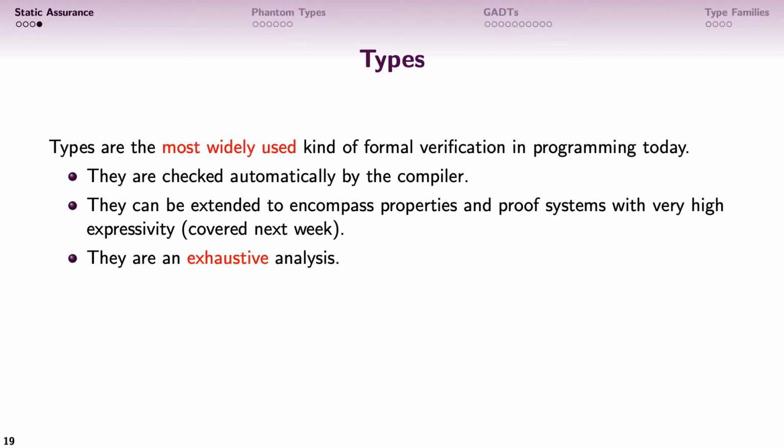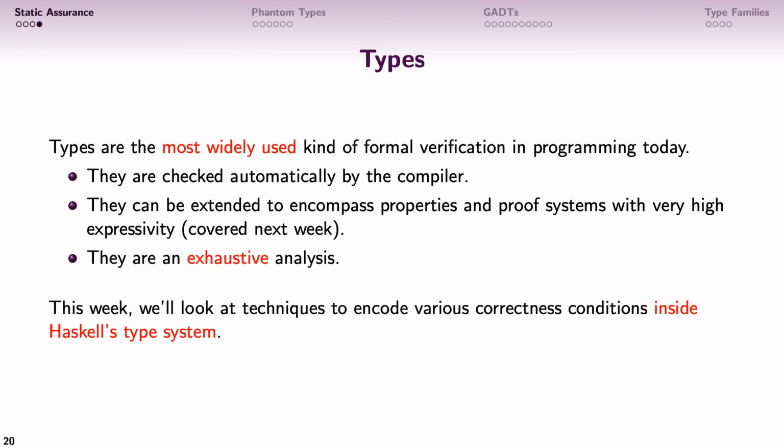And they're an exhaustive analysis. As we said before, it's impossible to write a program that obeys the type system in all but a couple of cases. It has to obey the type system in all cases. So this week, what we're going to look at today is techniques to encode correctness conditions inside Haskell's type system. And we've done this a bit already, but I'm going to show you some new techniques that make this even more powerful.